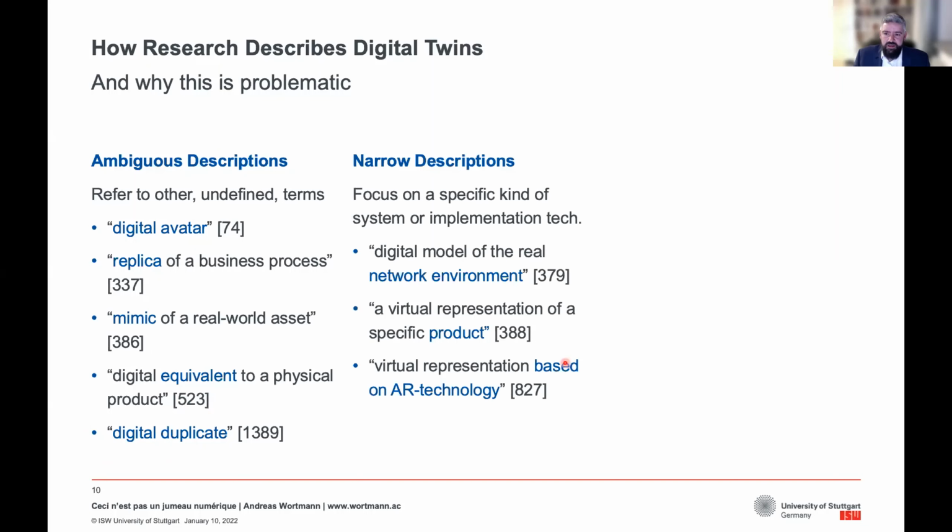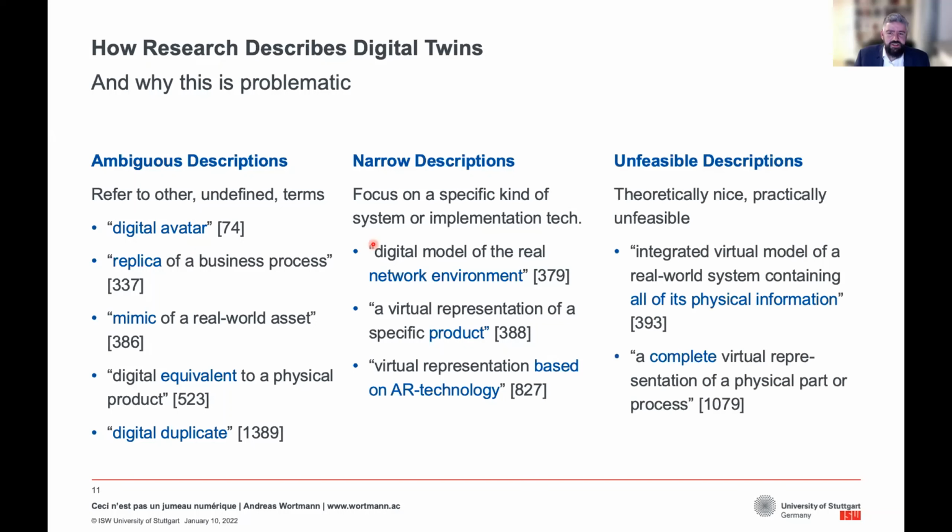The second category are very narrow definitions, where essentially you focus on a specific kind of system or implementation technology. Say, okay, a digital twin is a digital model of a real network environment. If you write it down like that, it says all digital twins are models of a real network environment. And I don't want that. And that doesn't make sense, because then we cannot have a patient digital twin. Similarly, we have found definitions focusing on products, on specific technologies. And I think that doesn't make much sense. I mean, we also don't say a model is something that can be generated to Java.